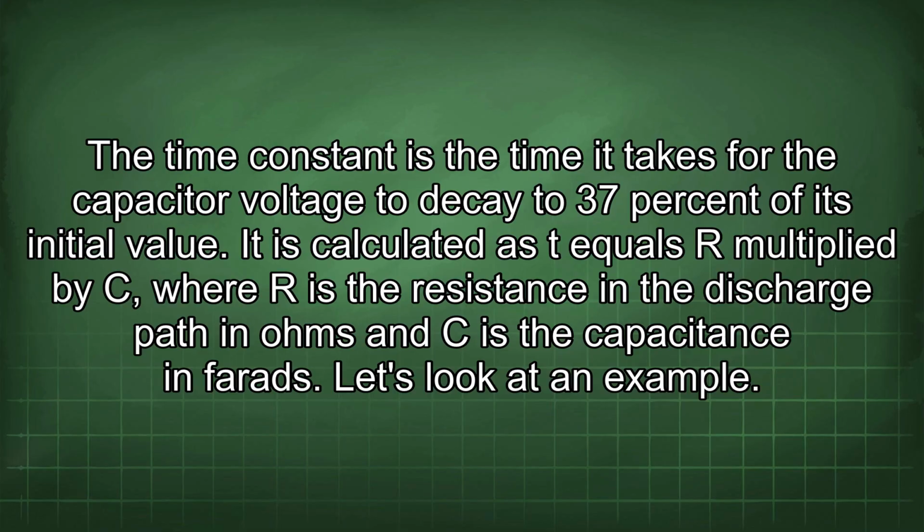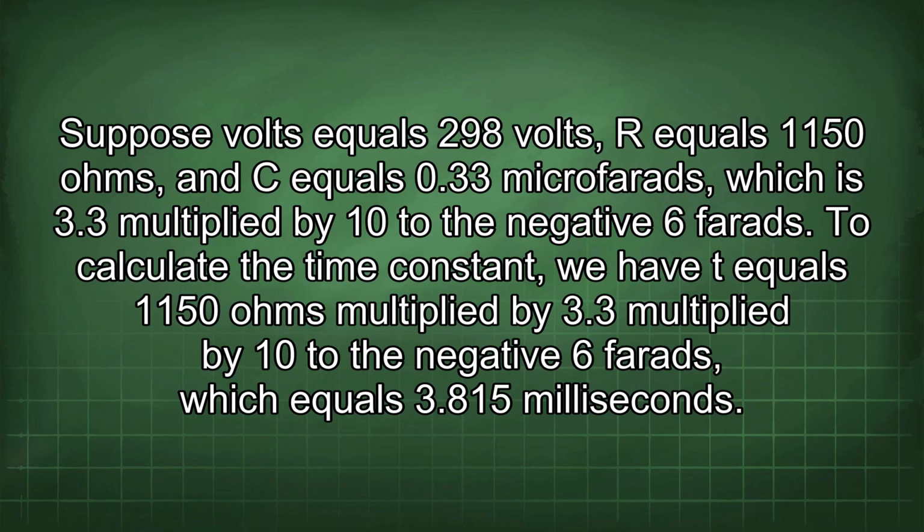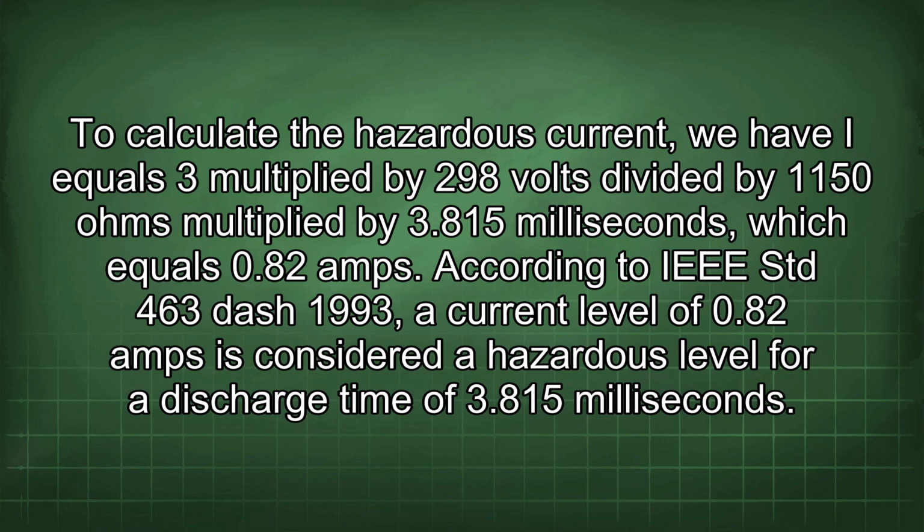Let's look at an example. Suppose volts equals 298 volts, R equals 1150 ohms, and C equals 0.33 microfarads, which is 3.3 multiplied by 10 to the negative 6 farads. To calculate the time constant, we have T equals 1150 ohms multiplied by 3.3 multiplied by 10 to the negative 6 farads, which equals 3.815 milliseconds. To calculate the hazardous current, we have I equals 3 multiplied by 298 volts divided by 1150 ohms multiplied by 3.815 milliseconds, which equals 0.82 amps.